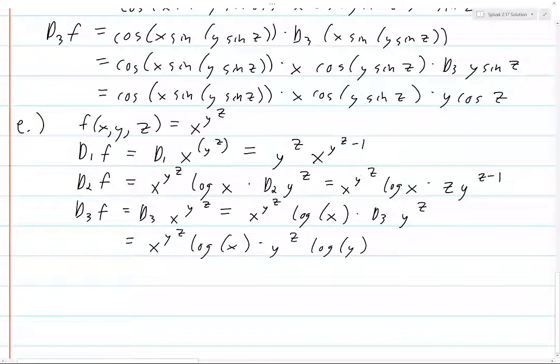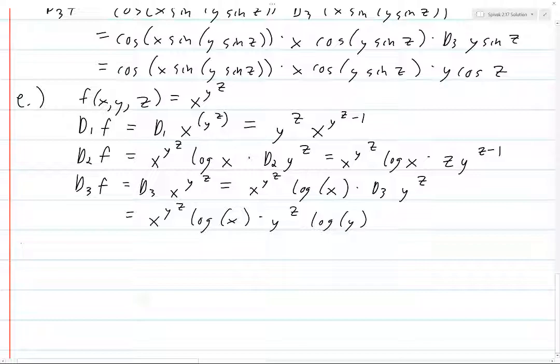Now we move on to the next part of the problem. Hooray. So f, which we have f of x, y, z is equal to x to the power of y plus z.